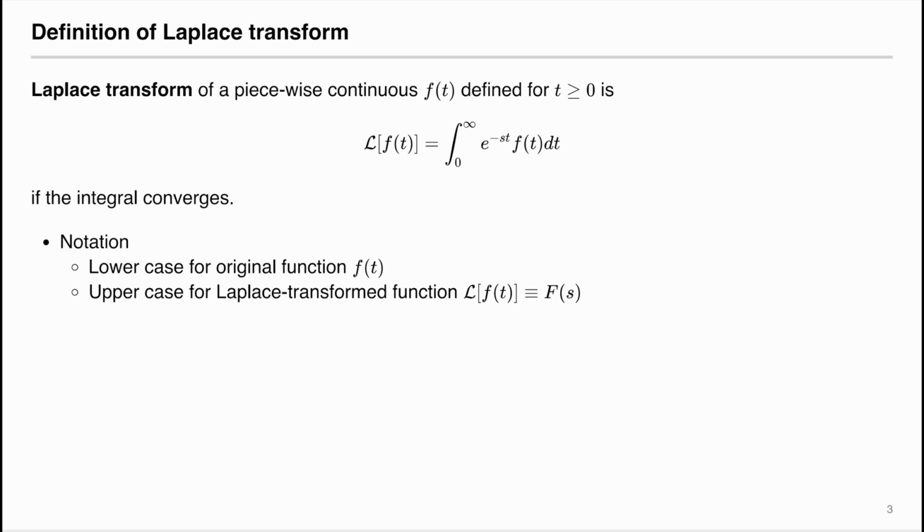The Laplace transform is defined for a piecewise continuous function f of t, defined for t greater or equal to 0, using an improper integral, where it is integrated with the function itself with e to the negative s of t. If the integral converges, then the Laplace transform for the function f of t exists. Notation-wise, we use the lowercase for the original function in the time domain, and we use uppercase for the Laplace transform function, so we call it in the S domain or the Laplace domain.